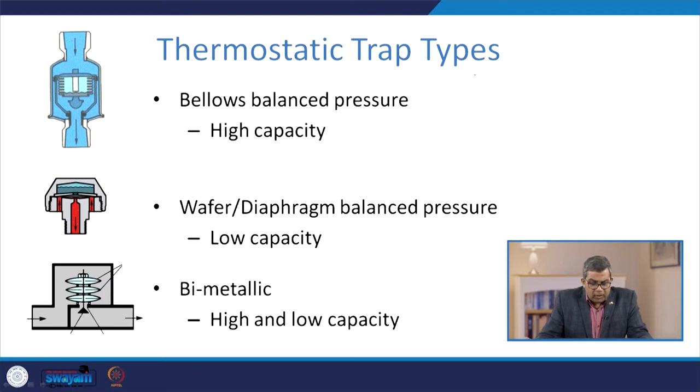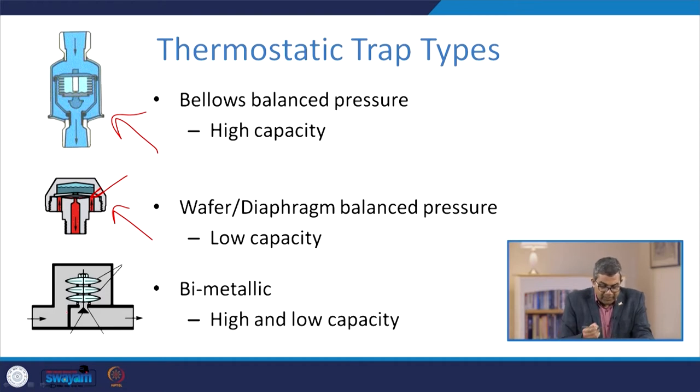So, when we talk about the different types of traps, the foremost is the thermostatic trap system. Here again there are different types of traps, like bellows balanced pressure. They have very high capacity like this. Then wafer diaphragm balanced pressure, slightly lower capacity. Now, here you see the wafer and the diaphragm.